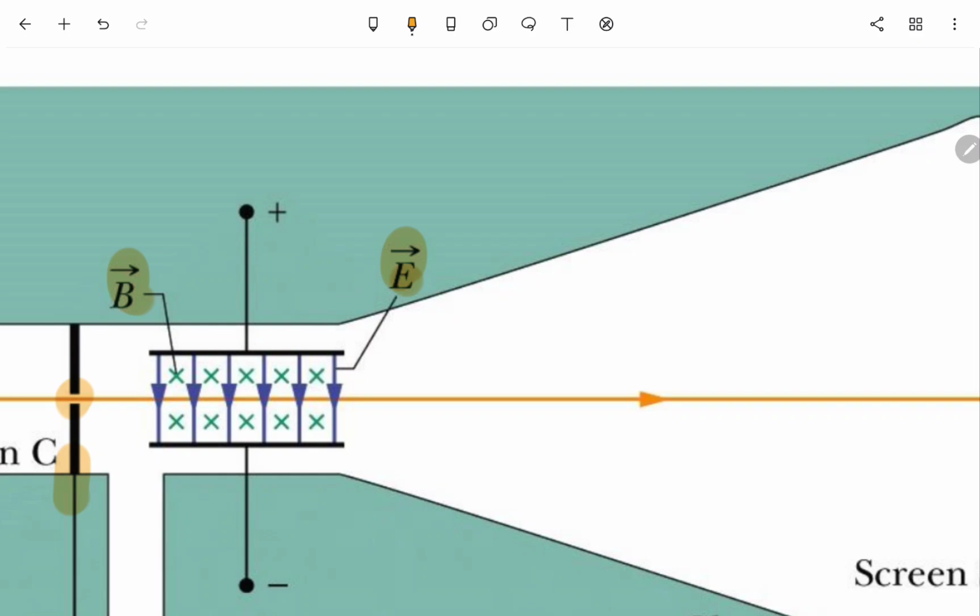So there should be some force acting on this electron. Individually, for the E field, there should be a Coulomb's force acting on the charge. And for the B field, there should be a Lorentz force. So there is a Coulomb force and also the Lorentz force.